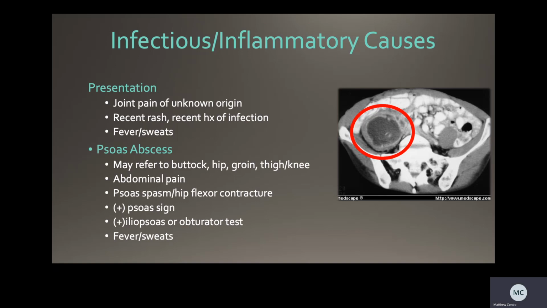We could have a psoas abscess like we talked about earlier, right? That may refer to buttock, hip, groin, thigh, knee. We could have some abdominal pain. If that person has a hip flexor contracture or a spasm, remember they also can sometimes have that feeling of fullness. If they have positive psoas signs, positive psoas obturator test, and like I said, fever, night sweats, that's going to be a big one for infection.